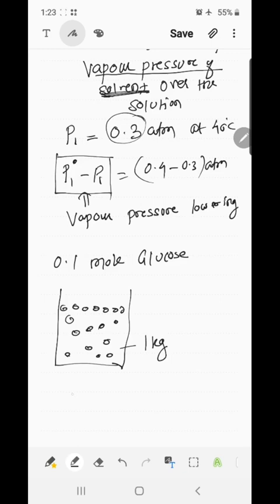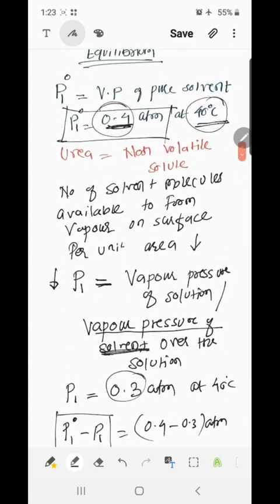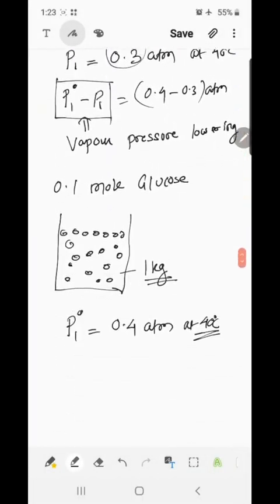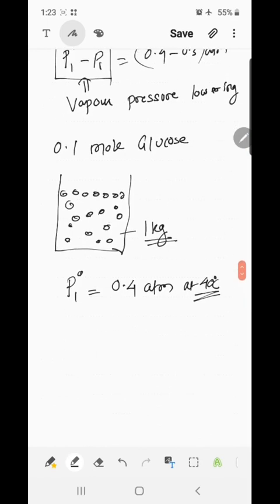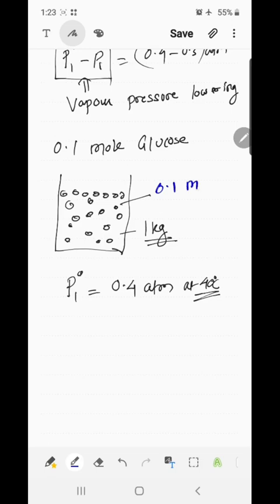Its vapor pressure in pure state was 0.4 atmosphere at 40 degrees Celsius, the vapor pressure of pure solvent. So we are taking same quantity of water here which was taken earlier, so 1 kg water in first case where we added urea. Now we are adding pure water here. Vapor pressure of pure water at 40 degrees Celsius was 0.4 atmosphere. Now suppose in this water we add 0.1 mole glucose. So instead of adding 0.1 mole urea, we add 0.1 mole glucose.